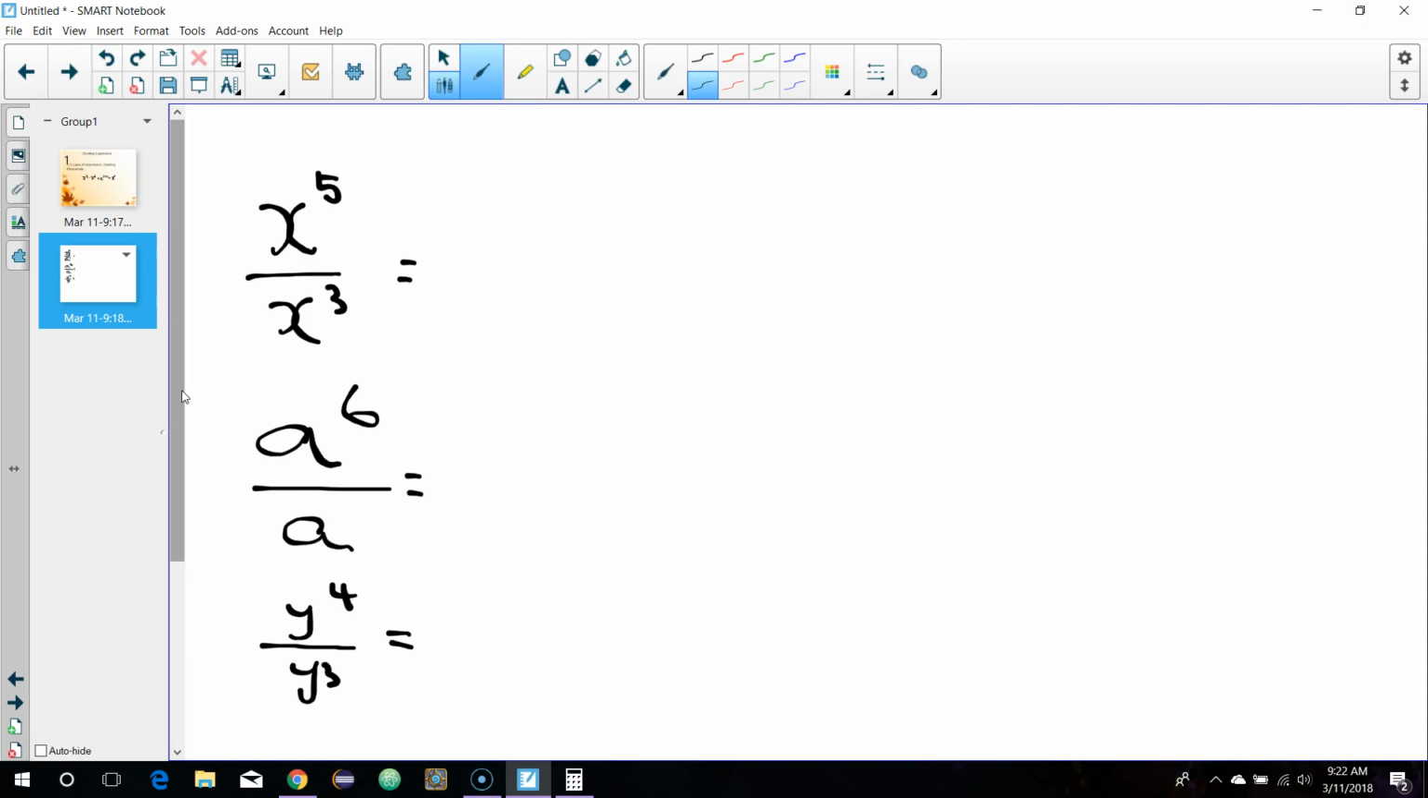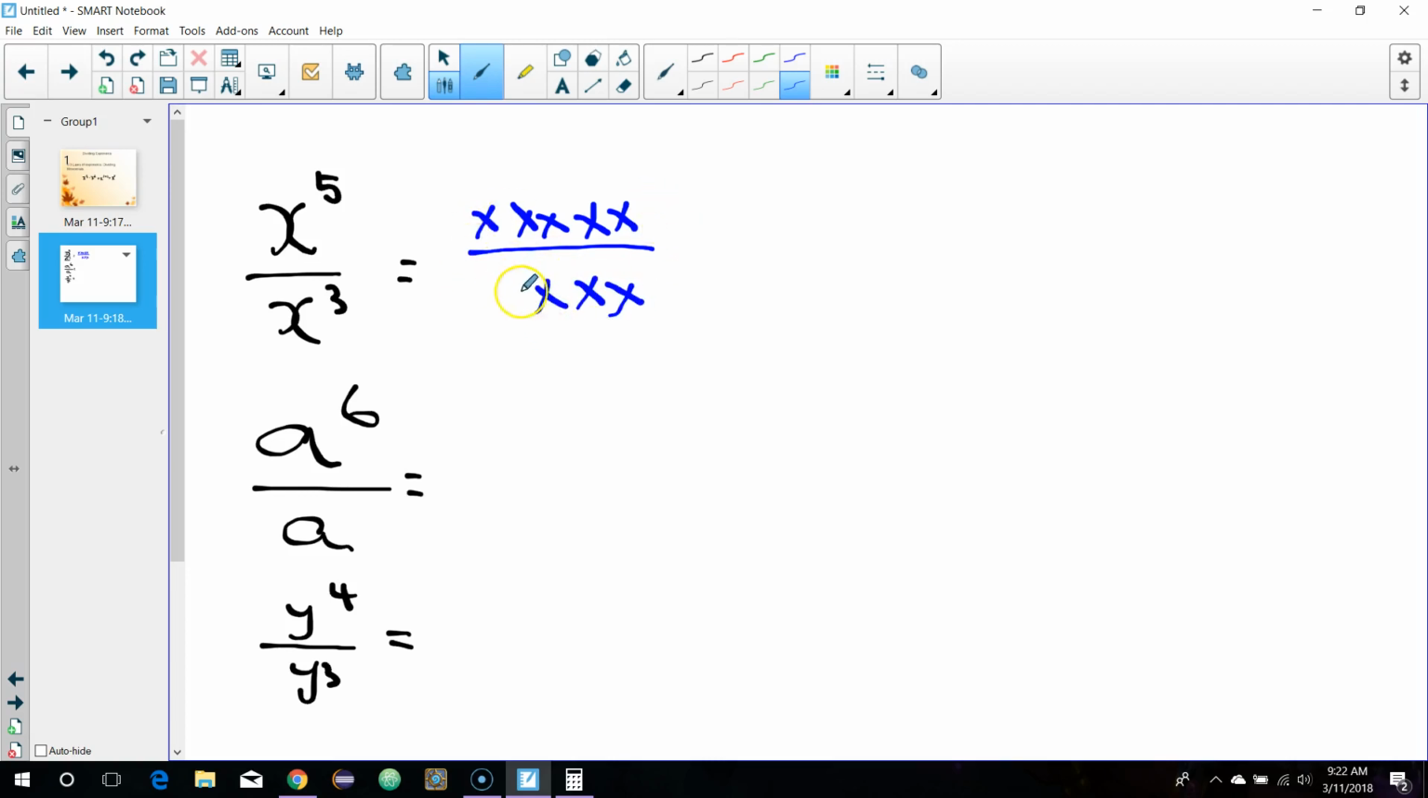So let's say I have x to the power 5. Remember that x to the power 5 means I'm going to multiply x 1 time, 2 times, 3 times, 4 times, 5 times. So I should have 5 of those x's over there. This whole thing is going to be divided by x to the power 3. That means I have 3 copies of that.